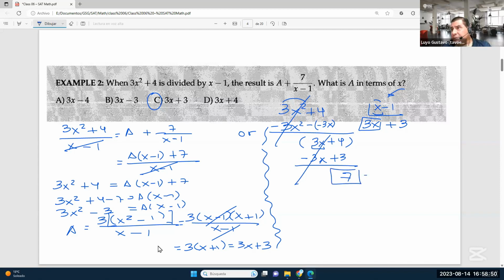This is the remainder. And all of this is the quotient. So 3x squared plus 4 over x minus 1 is the quotient 3x plus 3 plus the remainder divided by the divisor. So this is it. Okay. So let's now move on to another related question, but this time we'll be able to do it much, much faster. Take a look at this.